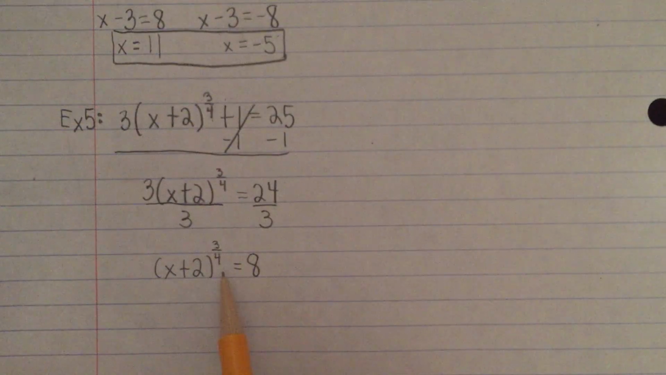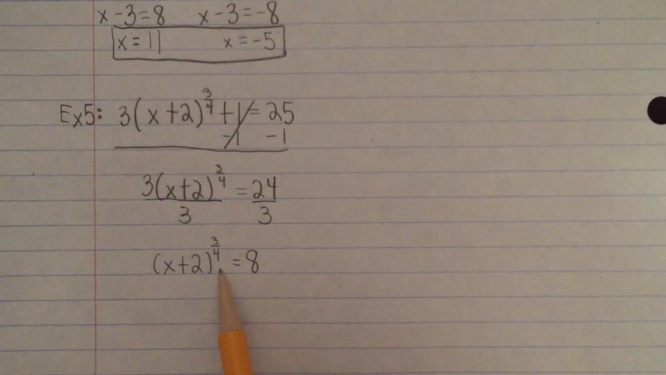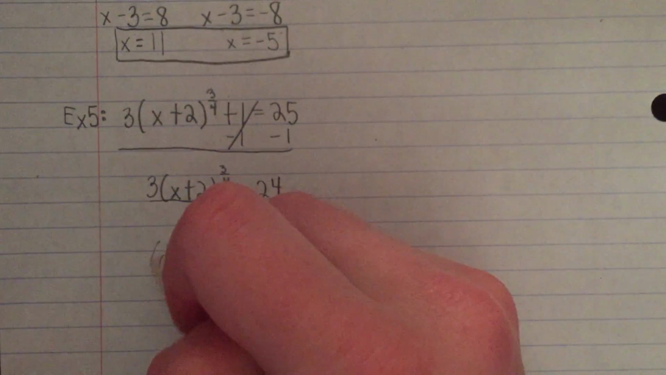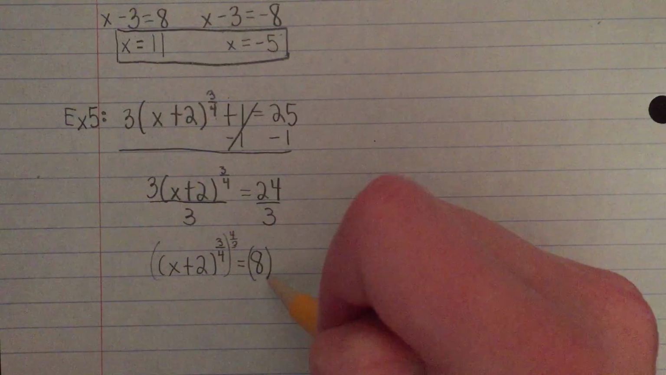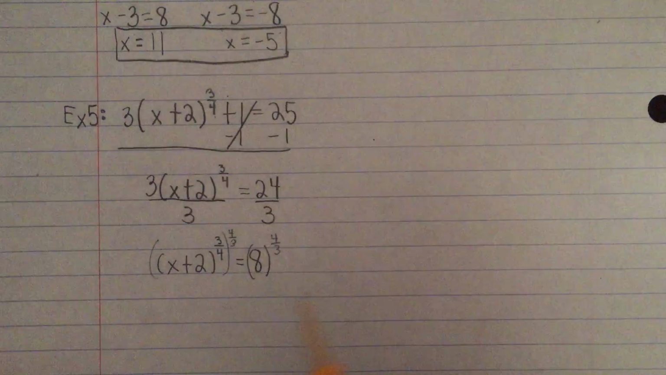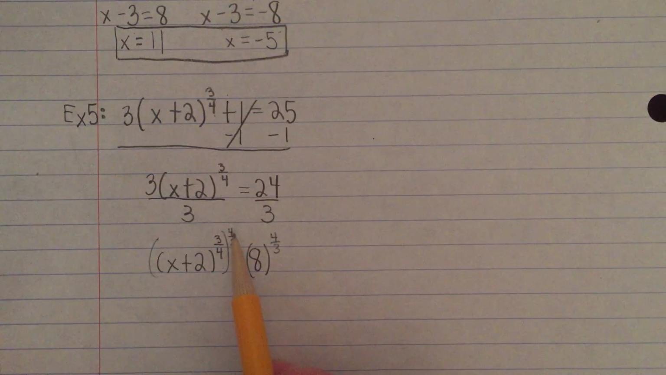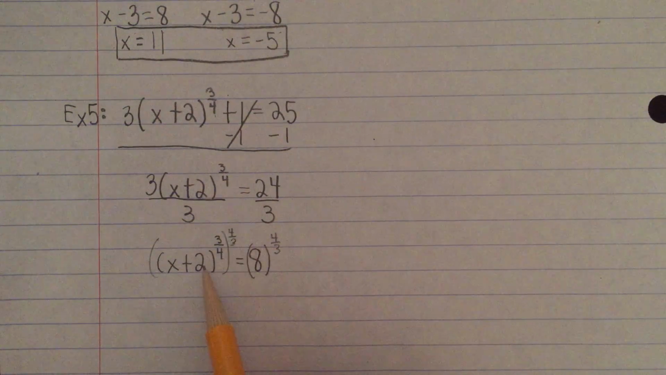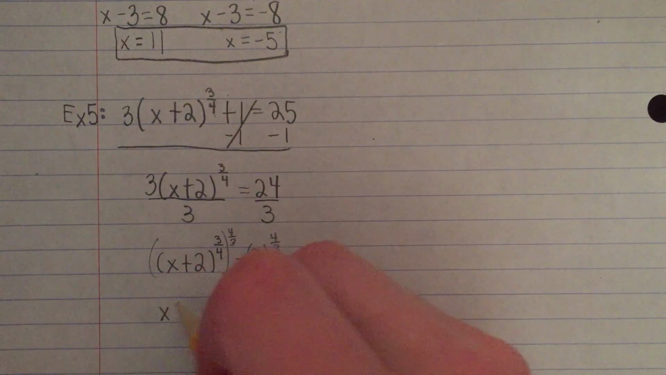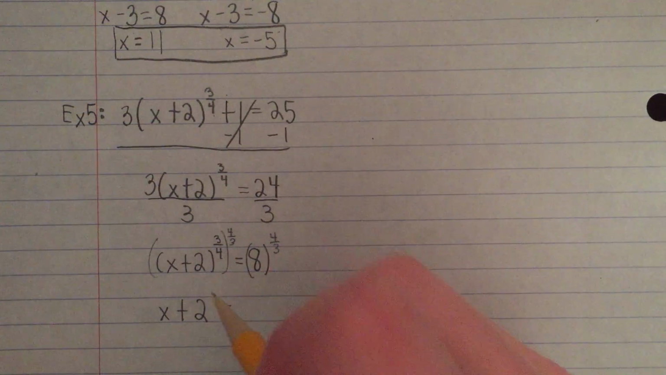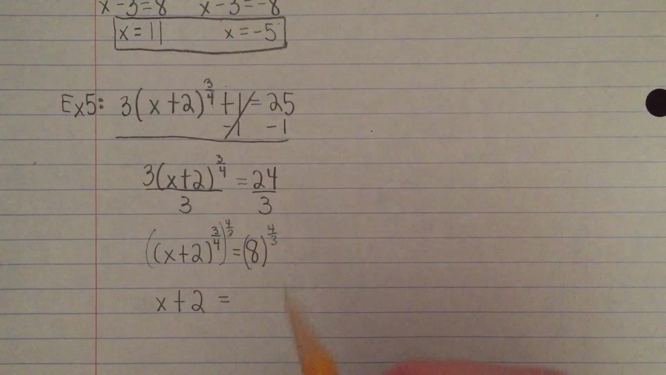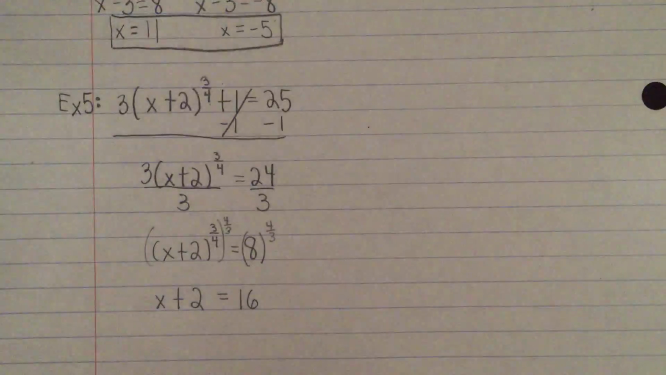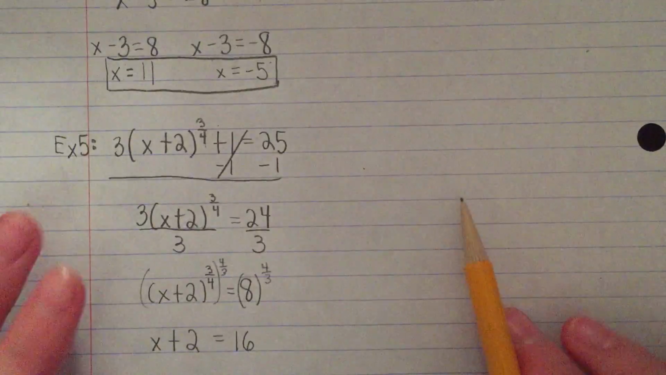Here I could do the long way, convert this to a radical, or I could just raise both sides to the reciprocal power. That would be 4/3. Raise both sides to the 4/3. So here, 3/4 and 4/3, that's going to reduce to 1. So I can just write x plus 2 equals, and then I would type that in the calculator, and you should get 16.